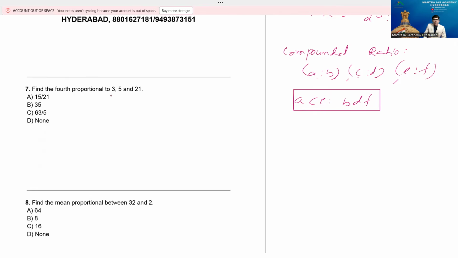Find the fourth proportional of 3, 5 and 12, 21. So when you have A, B, C, 3 numbers, I mentioned the fourth proportional formula: BC by A. That is B the second term, C the third term, A is 3. 3 7s are, so what is the value? 5 7s are 35. That's option B. That is the 7th question.